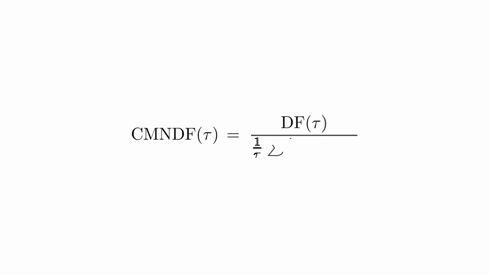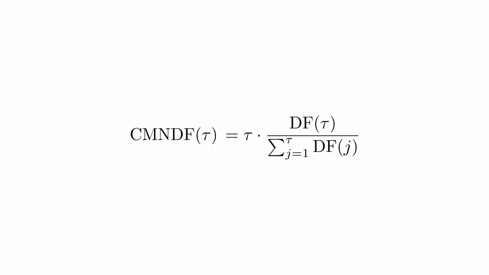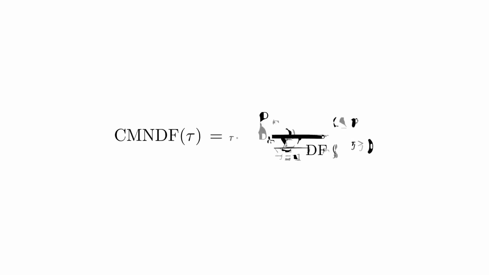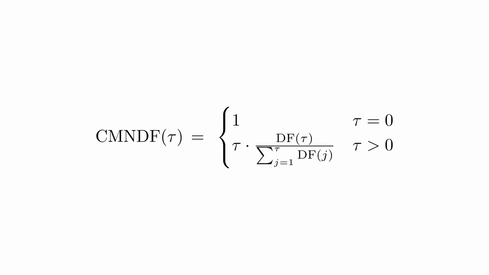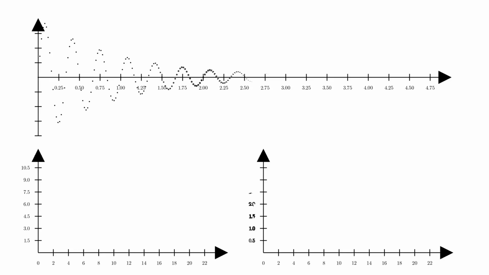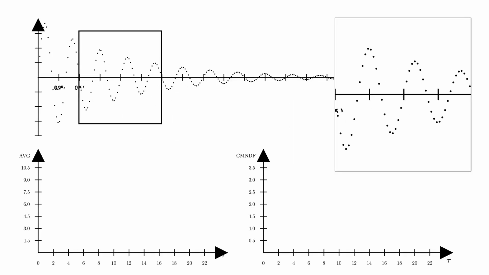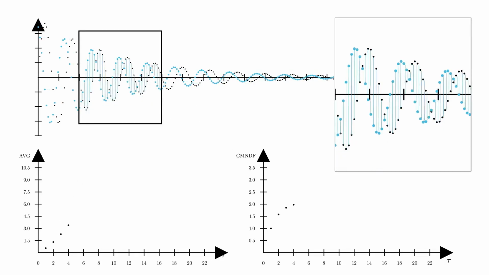We will normalize the difference function, in a sense, by dividing by the average over shorter lag values, and then define the value at 0 lag as 1. This essentially means that the function will only drop below 1 when the difference function is lower than the average of what we've got so far. So let's quickly add this extra step to our implementation.